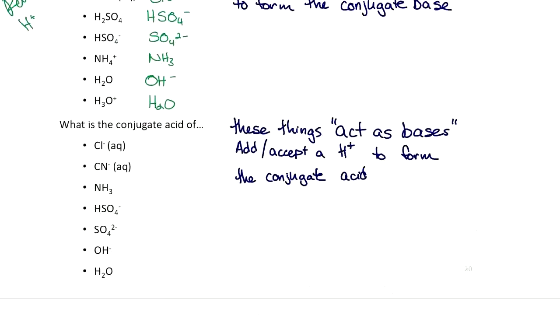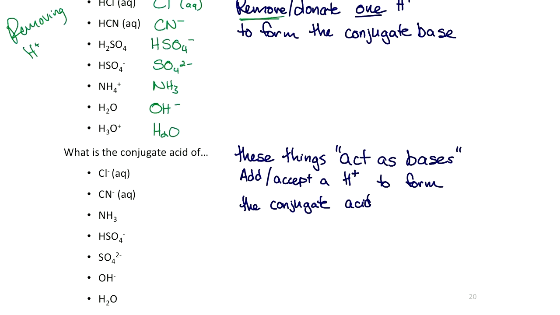Okay, let's build the conjugate acid of these things. How we form a conjugate acid is we take a base and we make it behave like a base by accepting a proton.